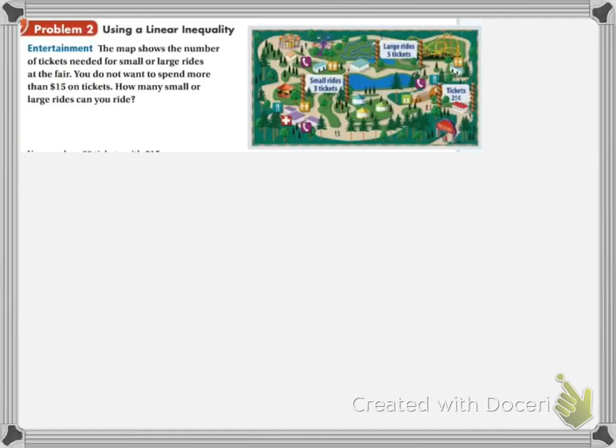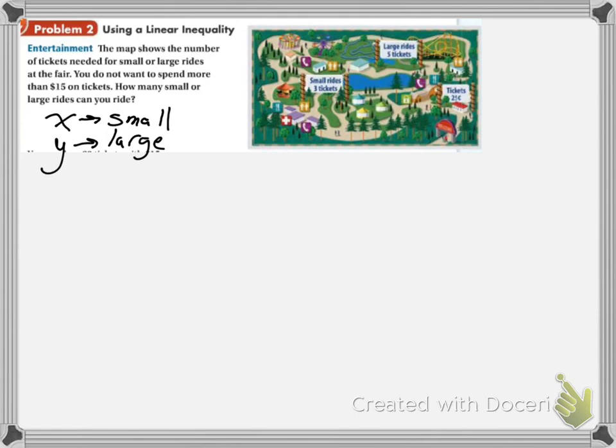Problem 2 talks about using linear inequalities. It says the map shows the number of tickets needed for small or large rides at the fair. You do not want to spend more than $15 on tickets. How many small or large rides can you take? Okay, so if X is small rides and Y are large rides, let's try to figure out an equation that we can have for that.